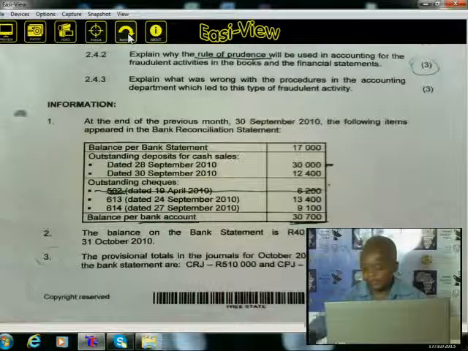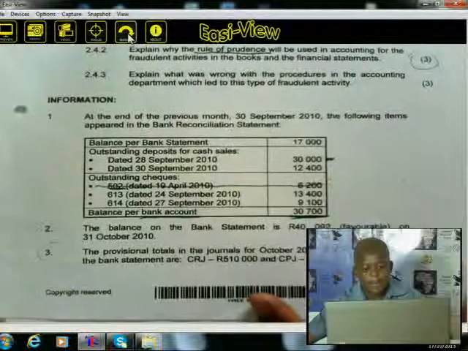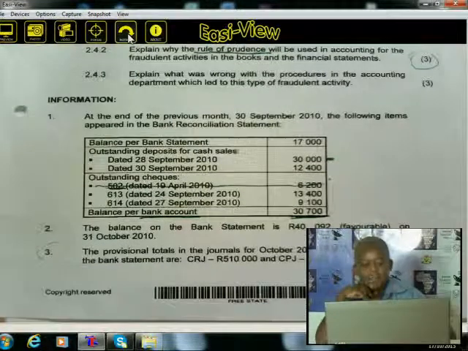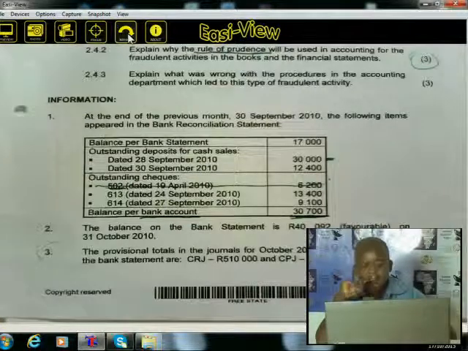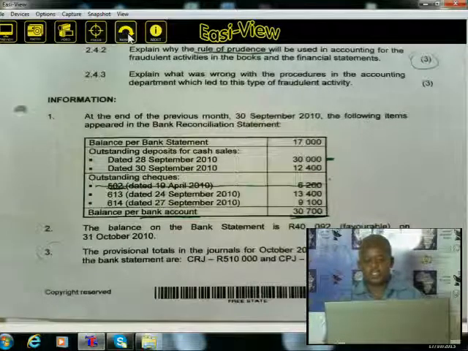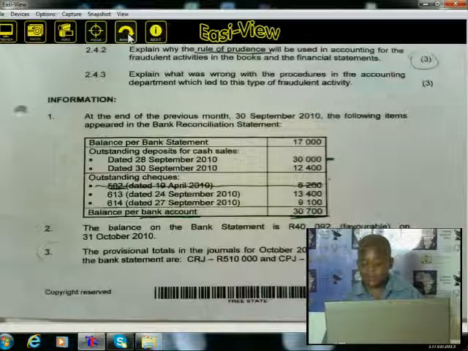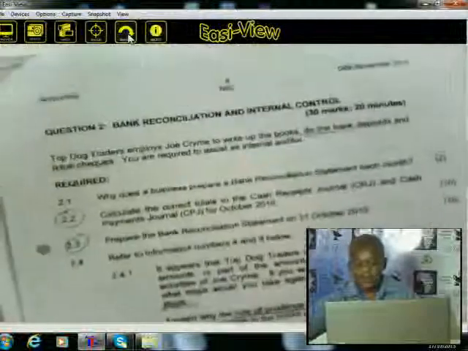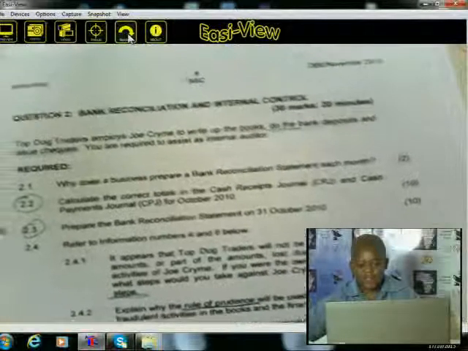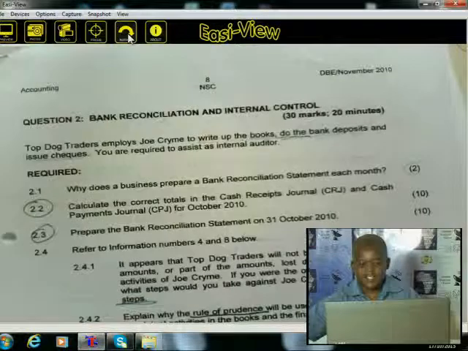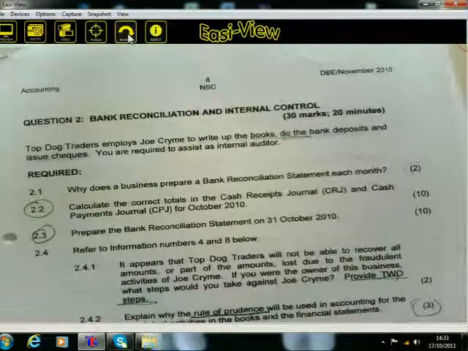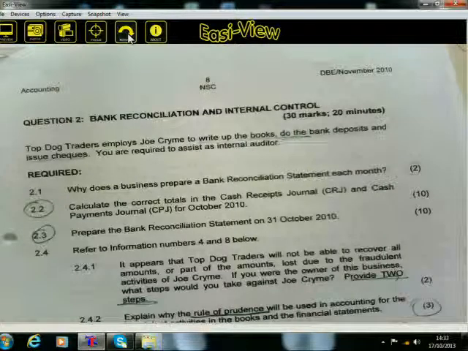2.4.3, explain what was wrong with the procedures in the accounting department which led to this type of fraudulent activity. Now, what was wrong? I said the hints will always be given in the question paper. The first statement in this question was not a decorating statement. We were told things that were not done properly and how they should be done to rectify this mistake.